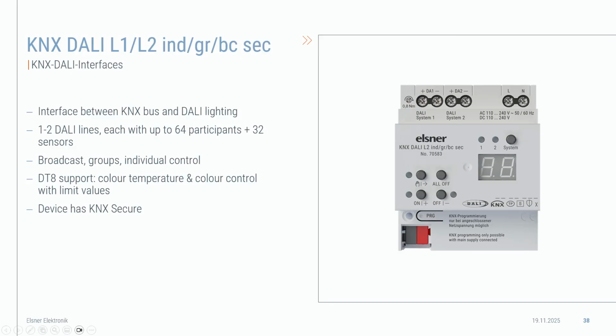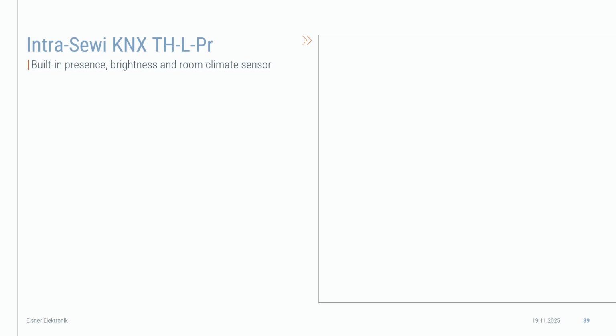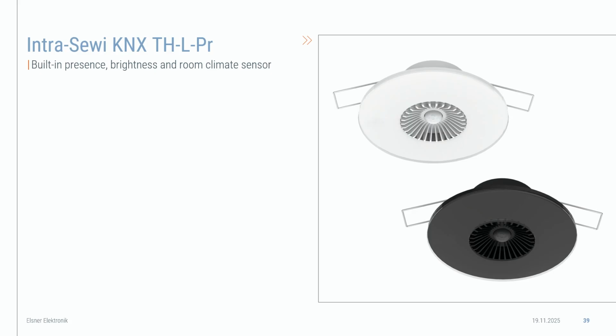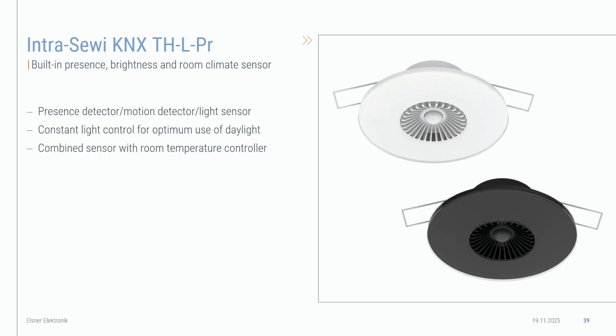Okay, I switch back. In the next section you see the Intra-Sewi. It's our presence and brightness sensor. This sensor has an integrated presence detector and constant light controller. You also have integrated temperature, humidity and light sensors, and it also includes a temperature P controller, so you can use the sensor to detect the room temperature and control the temperature in the room. So it's very easy to use in all projects. And you have stylish installation.